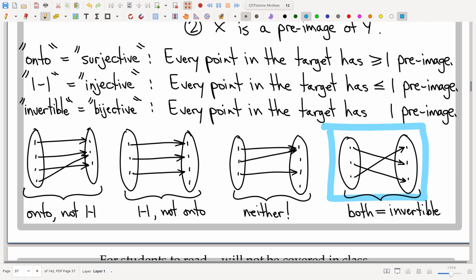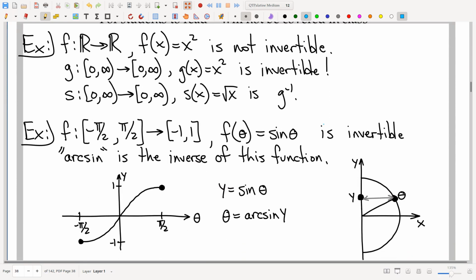So let's take a look at an example of this. And we'll look at this top example up here, but if you're bored by that, you're welcome to look at the bottom example. It's trig related.